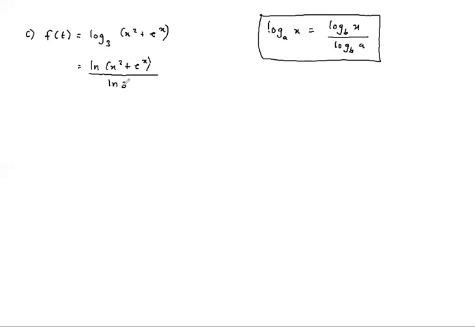Now we can differentiate, because the ln 3 outside here is just a constant. Inside here we have ln of x squared plus e to the x. So what is the derivative? This was supposed to be x, not t, otherwise everything there would be constant. So we have f of x is equal to 1 over ln 3. You differentiate ln of x squared plus e to the x. It will be 2x plus e to the x, and then divide by the whole function.